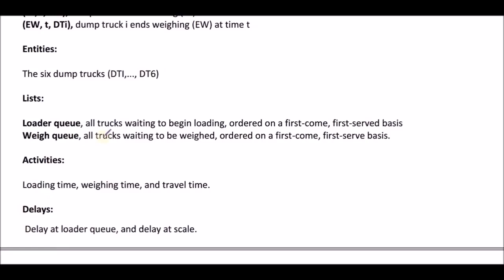Then finally we have the delays. So the delays can occur at the loader queue and the delays can occur at the scale. So generally delays are not considered in the system that we are going to be seeing, but it's just good to know that delays can happen, and in the question if they say that these are the delays that are present in the queue, then you need to take into account those time instances also.